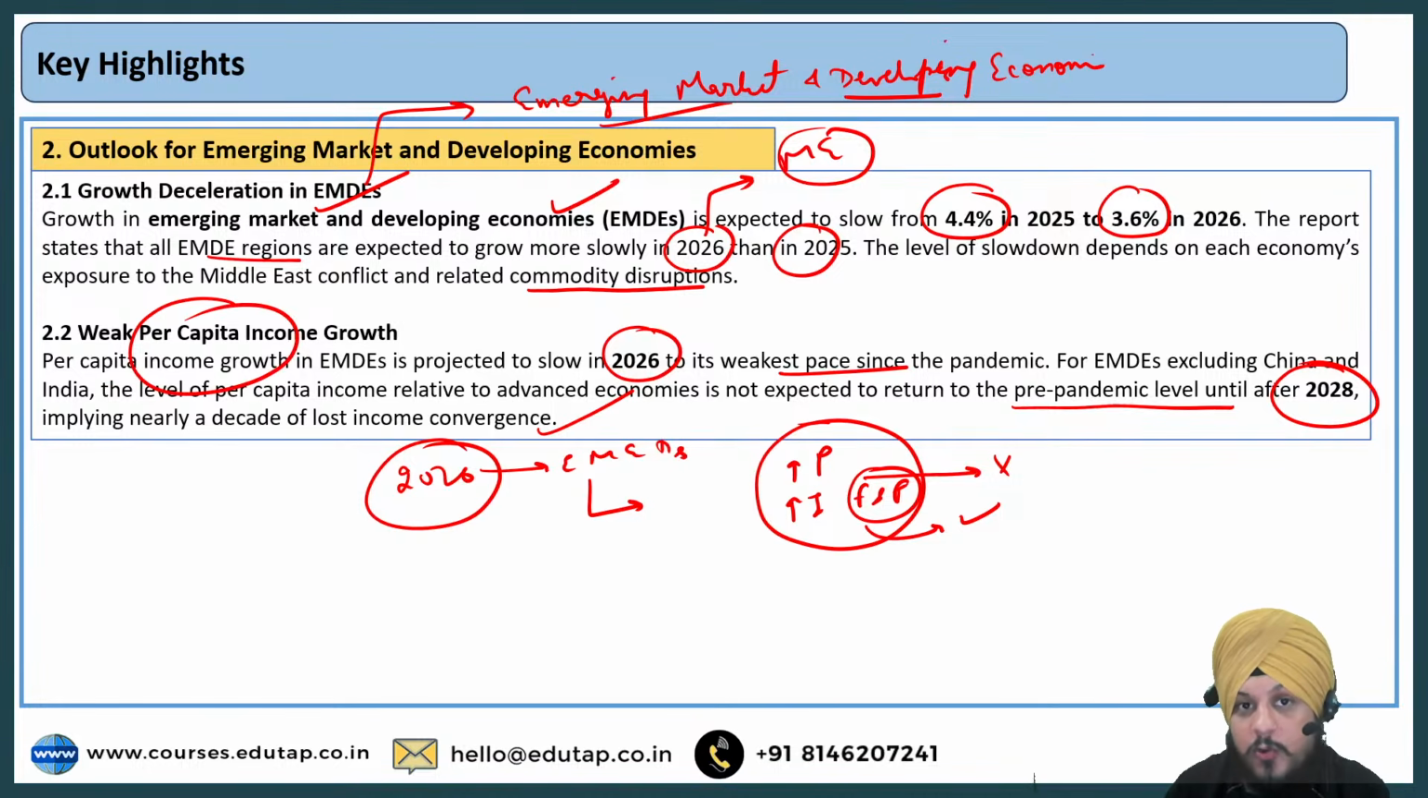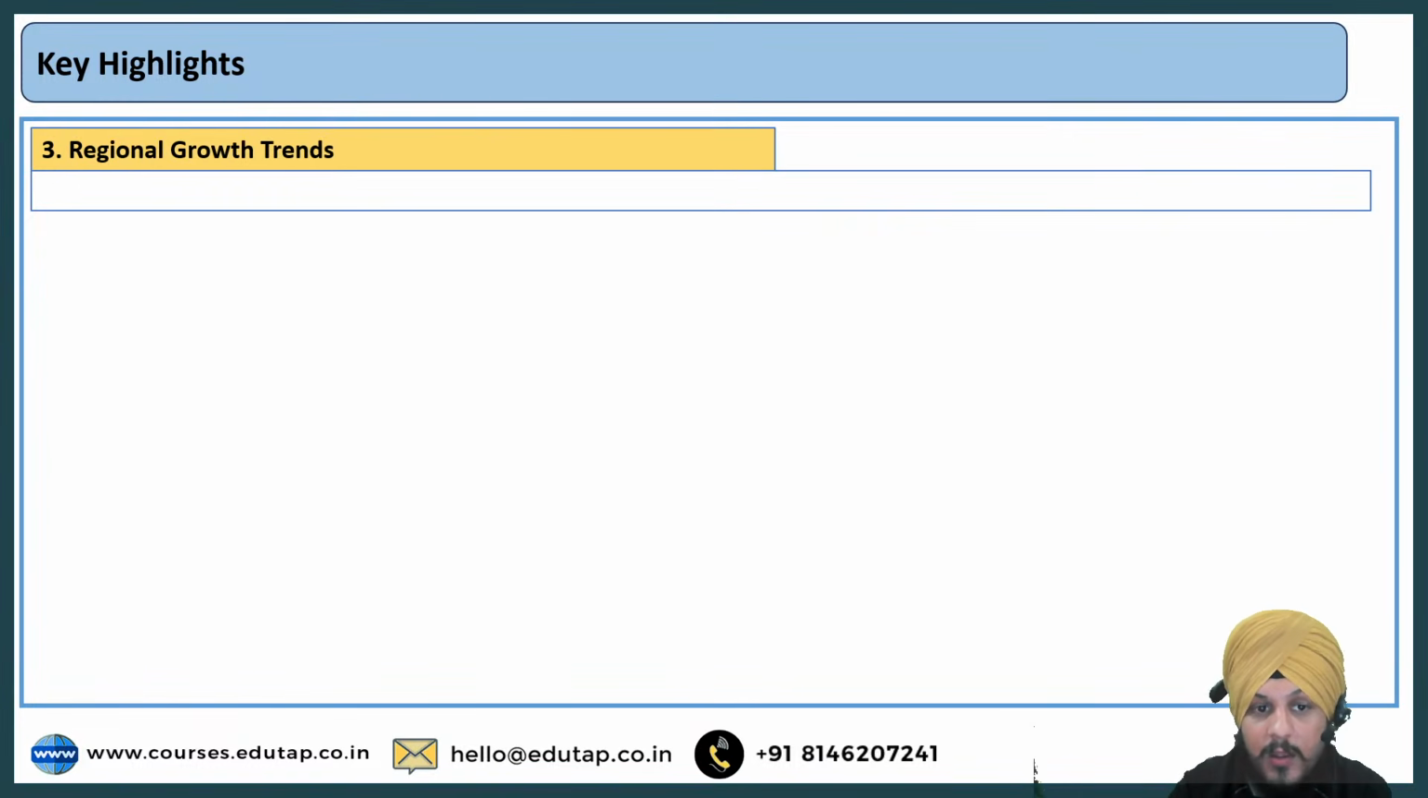This is going to be reflected as a part of the per capita income. So that can be sub point 2 as a part of this point 2, which is the outlook for EMDEs. Now the next point is regarding the regional growth trends that are going to be there.